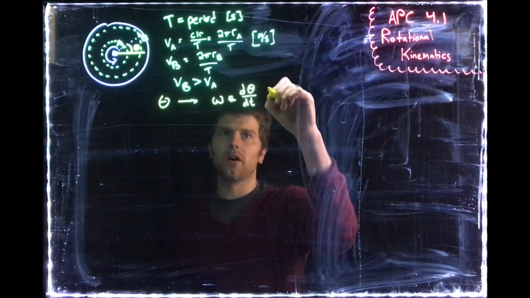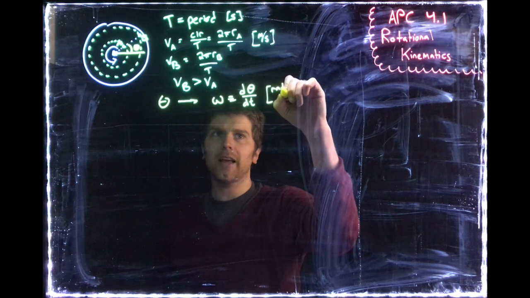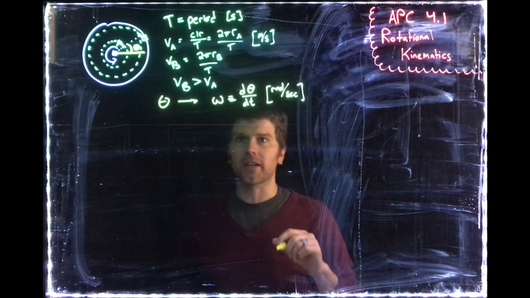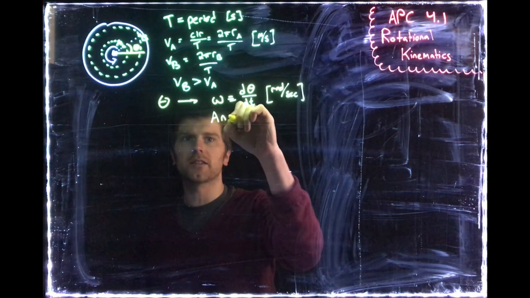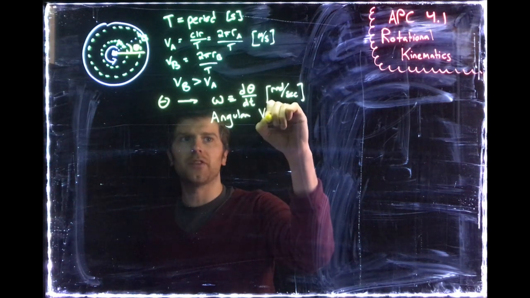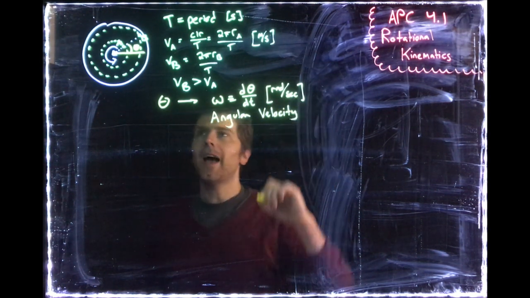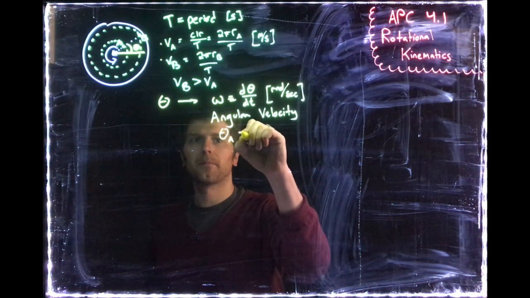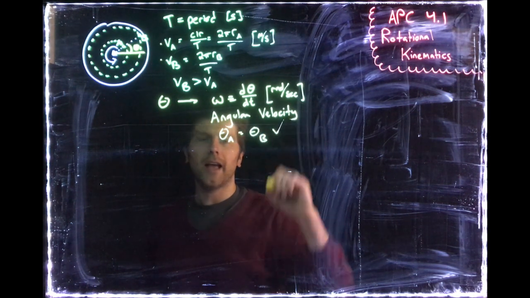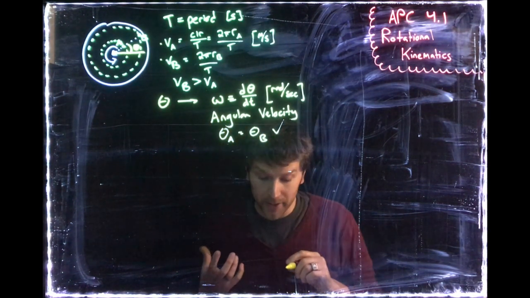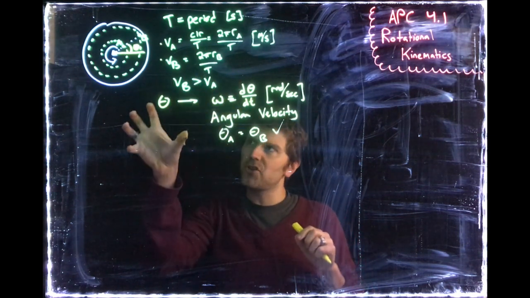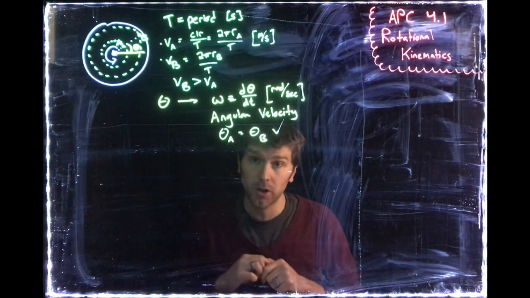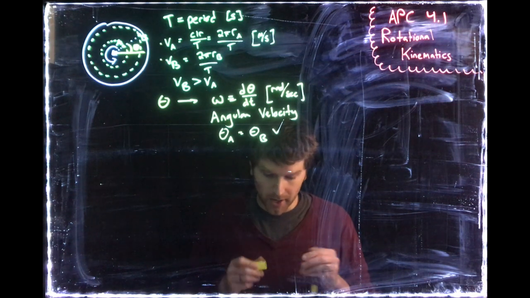Notice that this has units of radians per second, angle over time, and we have a special name for this. We call this the angular velocity. What's nice about this is that although A and B have very different linear velocities, they have exactly the same angular velocity. And that's a really important point, that every point on an object that's rotating has the same angular velocity. So it becomes a very useful tool to talk about the motion of an object.